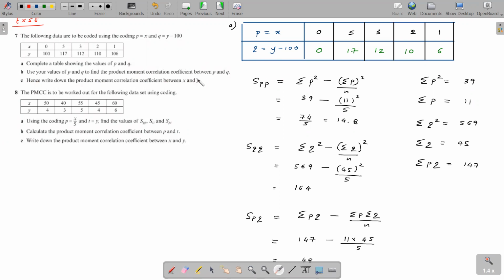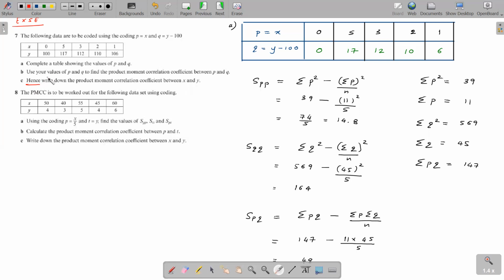So previously we found the R value for P and Q, the relationship between P and Q. But now in part C, they say hence. When you see the word hence, it means use the help of the previous part and write the PMCC value between X and Y. Are you supposed to calculate everything again from the beginning, get SXX, SYY and SXY? Definitely not. If you do it again, you won't get any marks, because the word hence means use the help of part B.